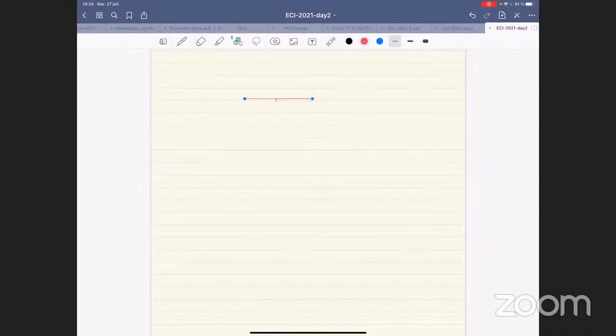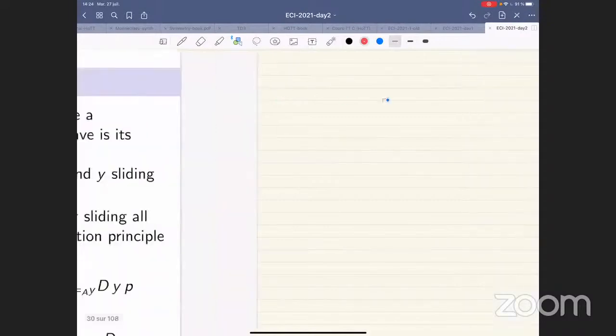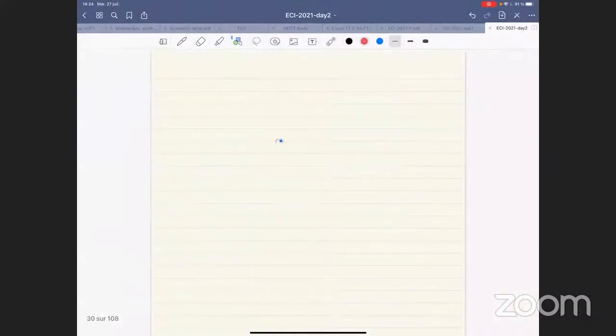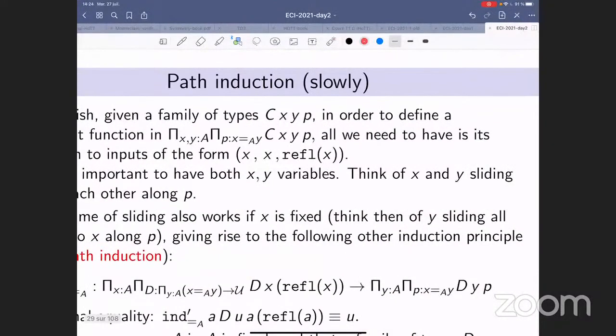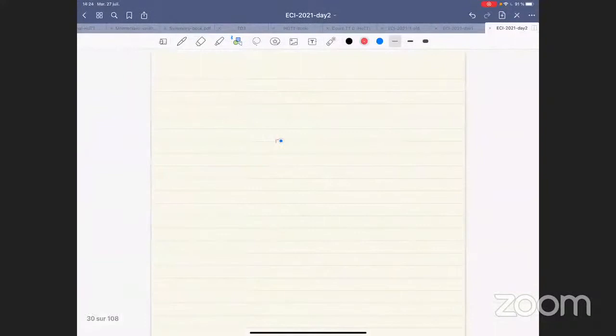So you can, for example, shrink it along itself, and shrink it in this way, and in this way, until you get just a point. And when the path is reduced to a point, it's the reflexivity. So the idea is that you can deform any path to the path which is a pure reflexivity, provided you have the ability to move both ends of your segment.